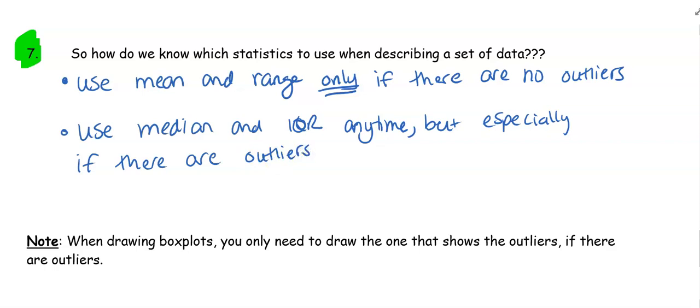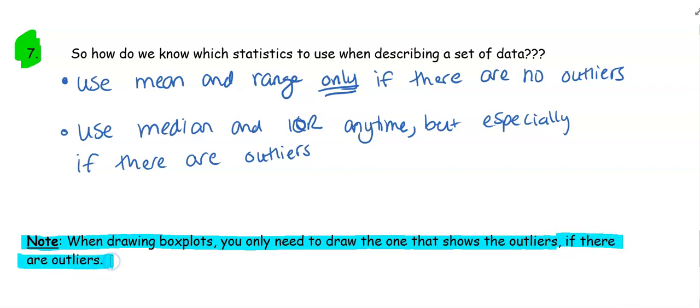Because remember, we showed that the mean and the range are really influenced by those outlier values, whereas the median and the IQR are not. So we can only really use the mean and range accurately if there's no outliers. Mean and median, or median and IQR, we can use anytime, but we especially want to focus on those if the data is skewed. And just as a reminder, which I told you before, when drawing box plots, you only draw the one that shows outliers, if there are outliers. There's not always going to be outliers. You don't draw 2 box plots. You only draw the box plot that does have outliers in it.